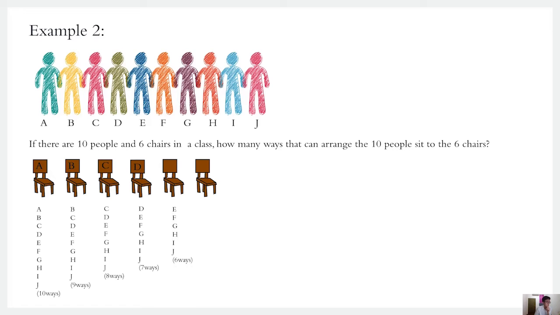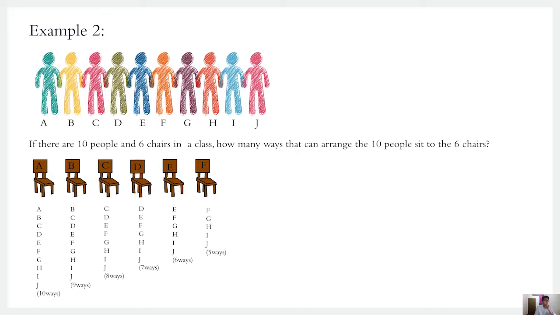We move to the fifth chair. Now we have 4 people seated and 6 people who haven't. So we have 6 ways to arrange the fifth chair. We arrange person E to sit in the fifth chair, and we move to the last chair, where there are still 5 people who haven't been seated yet. So we have 5 ways. For example, we arrange one of the 5 people to sit in the last chair. Now the 6 chairs are already full, seated by 6 people.